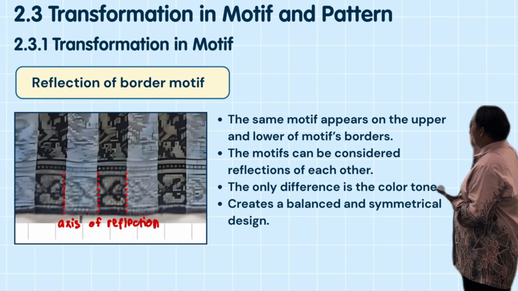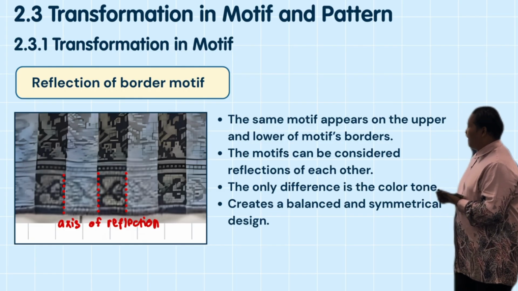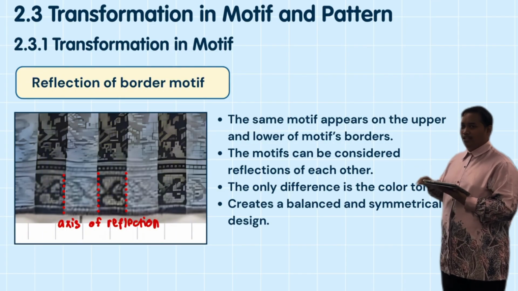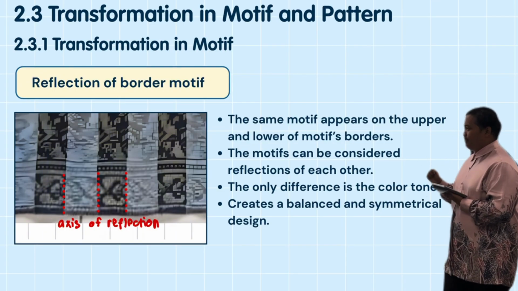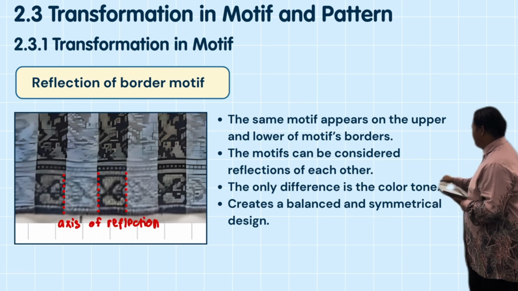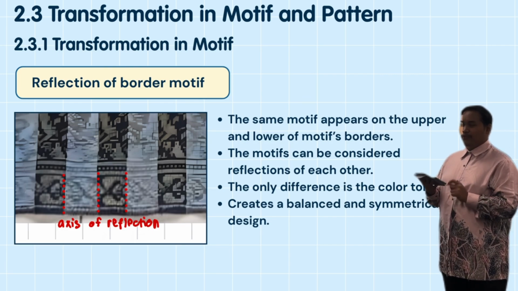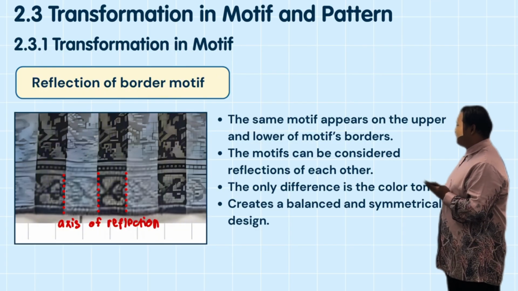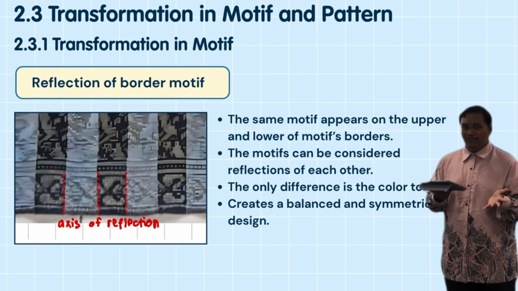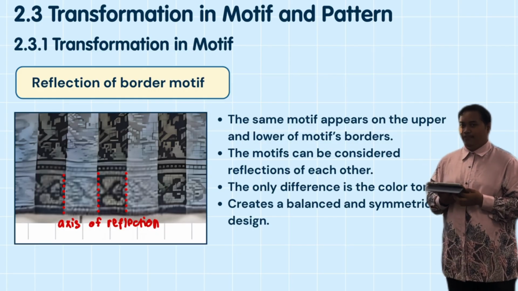Next, we have the reflection of the border of our motif. As we can see in our sampling, the same motif appears on the upper and lower border. The motifs can be considered reflections of each other because there is an axis of reflection which reflects the motif with each other. The only difference, however, is the color tone. Finally, the reflection will create a balanced and symmetrical design.